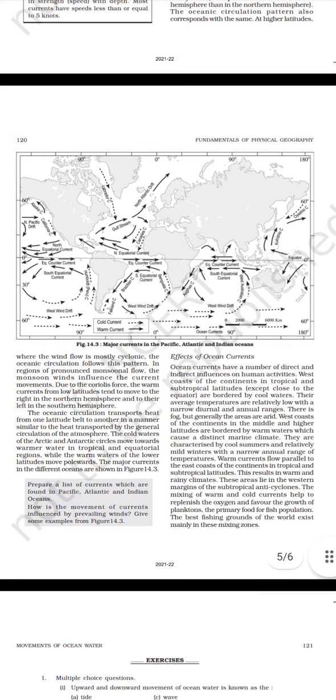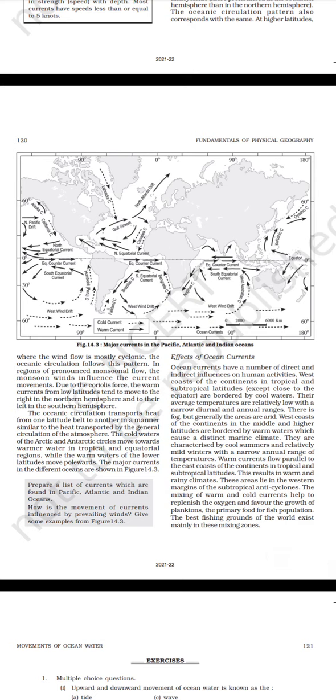The major currents in the different oceans are shown in figure 14.3. Take a look at figure 14.3, major currents in the Pacific, Atlantic and Indian Oceans. Prepare a list of currents which are found in Pacific, Atlantic and Indian Oceans. How is the movement of currents influenced by prevailing winds? Give some examples from figure 14.3.